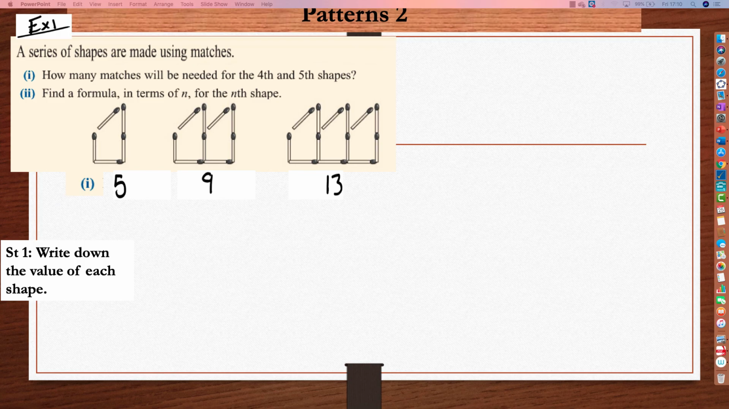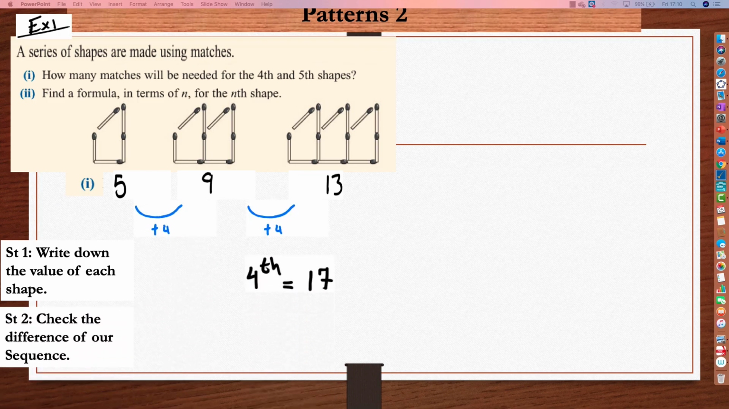We're going to need 4. You're right. We're going to need 17. Exactly. How many are we going to need for the fifth? 4. Yeah, you're on the right line of thinking. 21. So this is what they show you. So what's Tn going to be then, do you reckon?